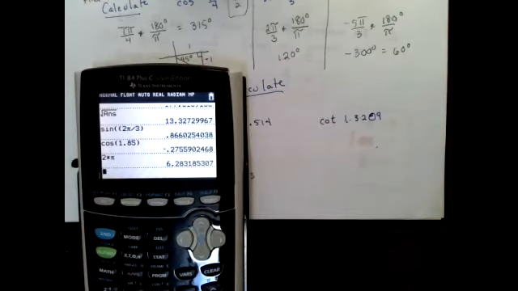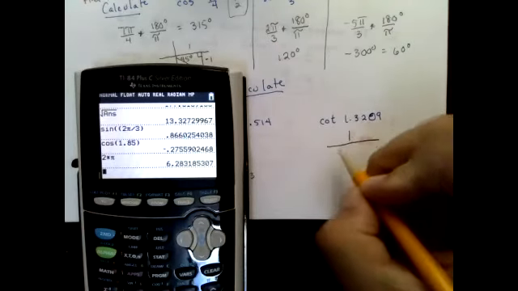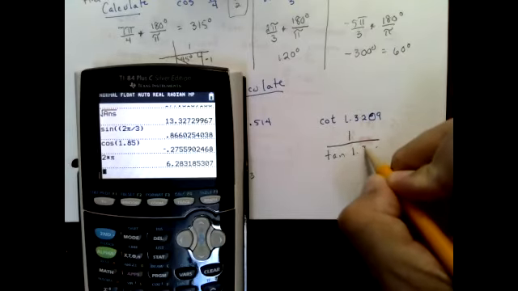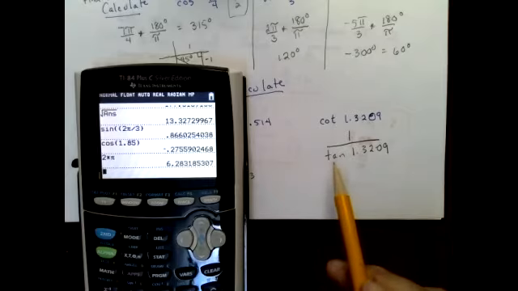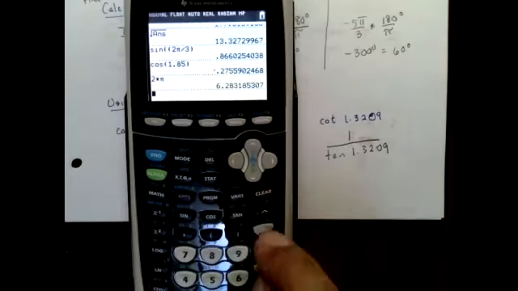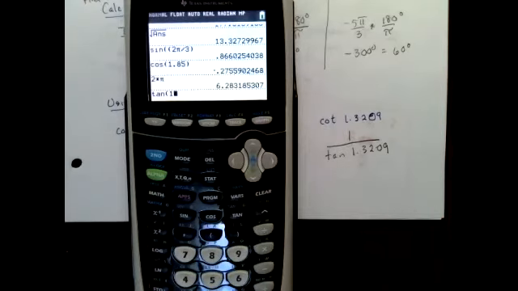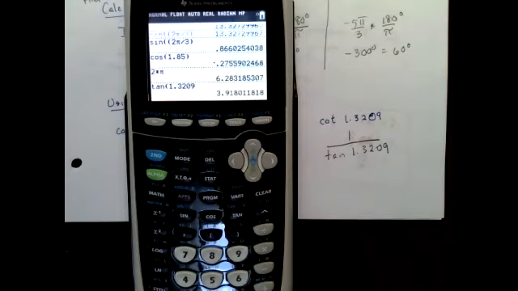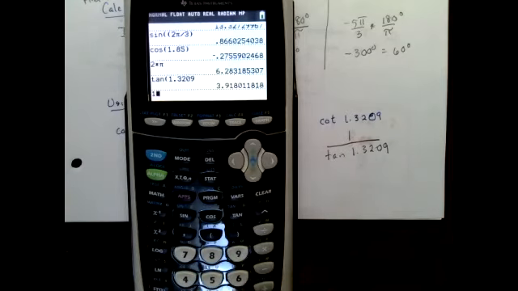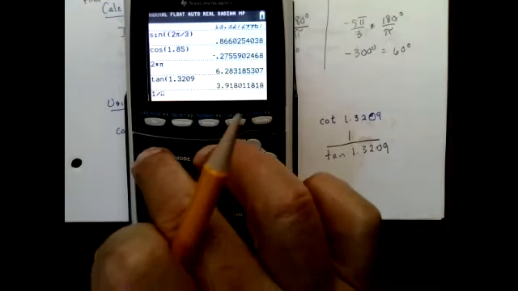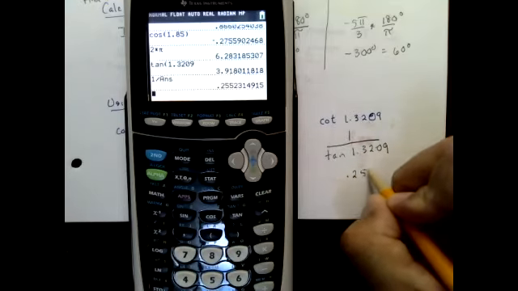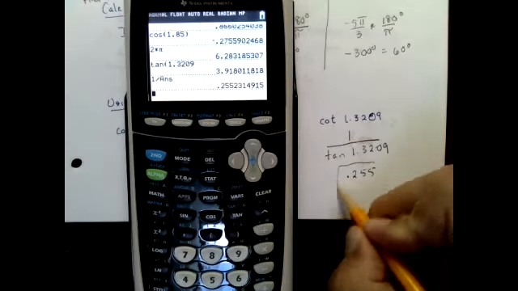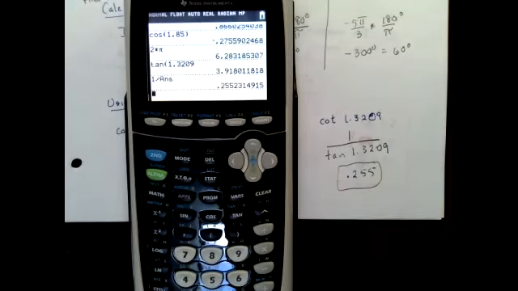Cotangent. Uh-oh. No, don't panic. That's going to be the same as 1 over the tangent of 1.3209. So on the calculator, I could find the tangent of 1.3209. And then I'm going to use something I learned today. 1 divided by second, and all the way at the bottom was where I got the answer. And if I hit enter, I get 0.255. 3 decimal places is pretty good. Correct answer, so I'm going to write that bad boy down.